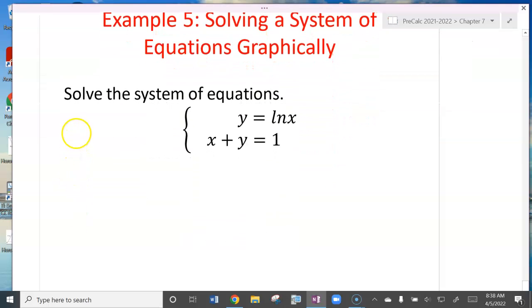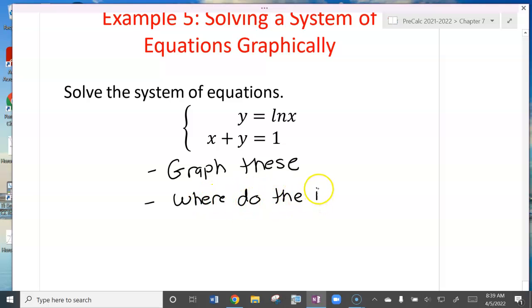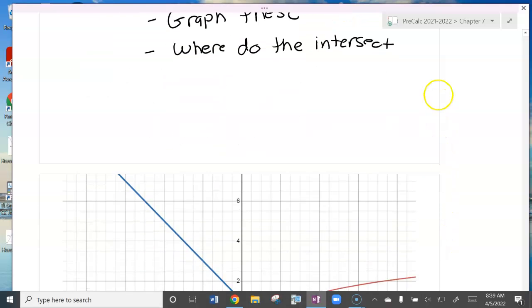All right, next one, we're going to solve this system graphically. We have the first equation is y equals natural log of x, and our second equation is y equals x plus 1. So graph these. And when I graph these, what I'm looking for my solution is where do the curves intersect? Okay, so let's graph and take a look.